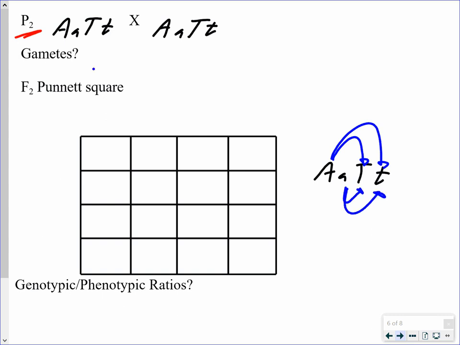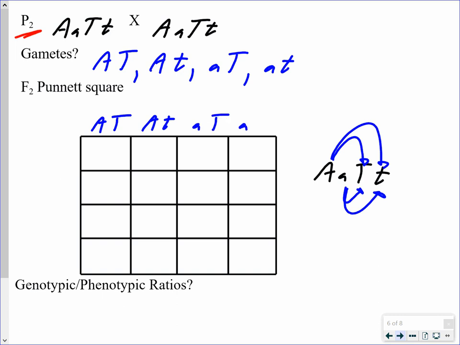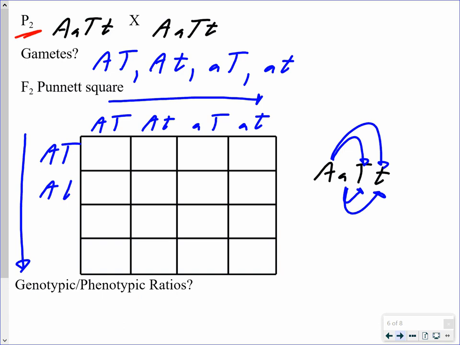Let me write that at the top here. Big A, big T is one possibility. Big A, little t is our second. Little a, big T is the third, and little a, little t is going to be our final possibility. So I am going to go through here and I'm going to fill in the entire Punnett square the way that I have written it at the top, starting with the big A big T, ending with the little a little t. I'm going to do that going across, and I'm going to do the same thing going down in exactly that same order, and you'll see the reason for that very shortly once I do get this entire thing filled out.